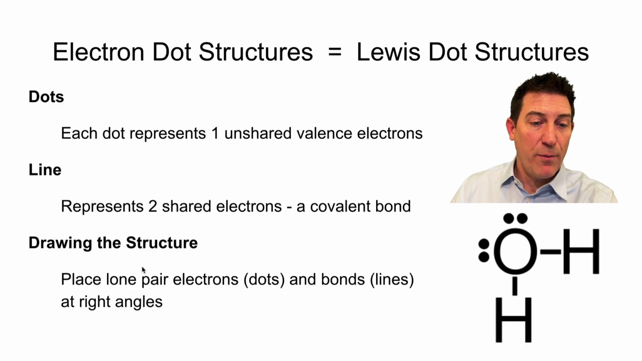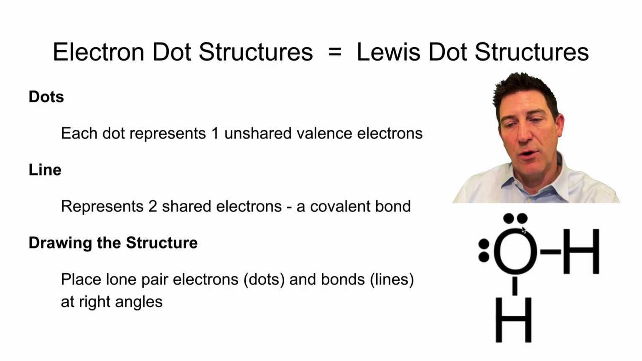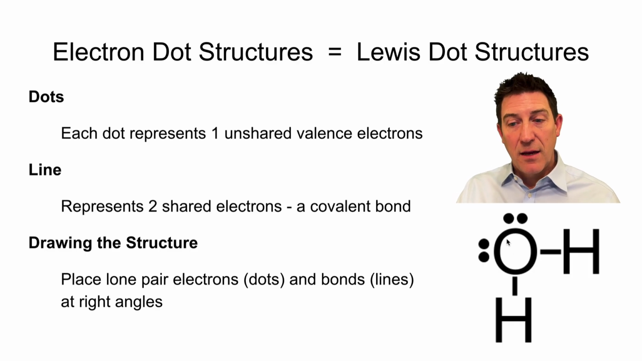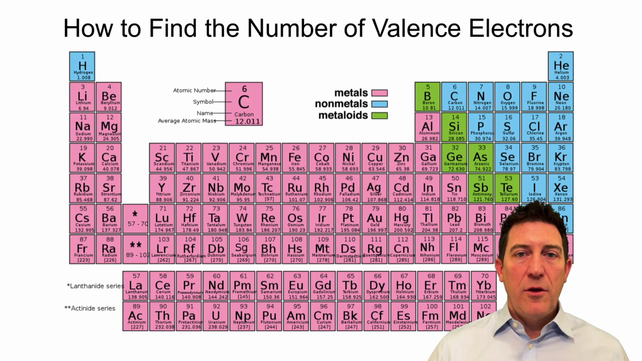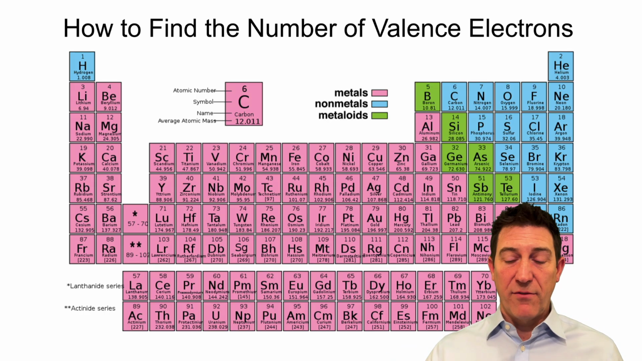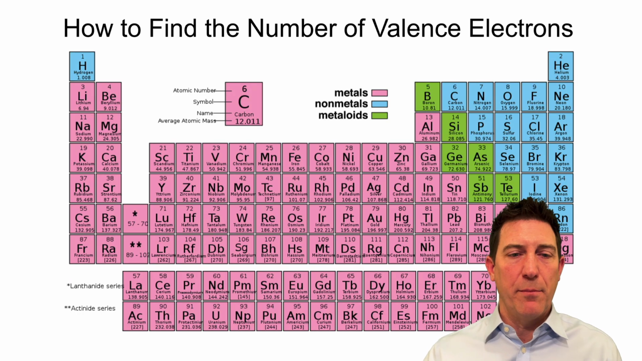So all we do when we draw a Lewis structure is we place lone pairs, electrons, and lines at right angles. Notice that there aren't really 2 electrons living there. This is just sort of an artistic way to represent where they live, or where they exist on the outside. You must understand valence electrons to be able to draw a Lewis structure. And we've covered this in several lessons earlier. You can find links down there, but I'll go over it very briefly.